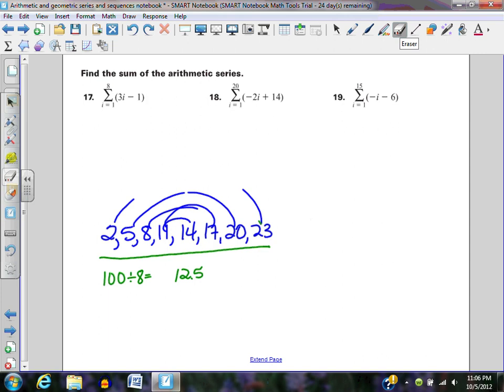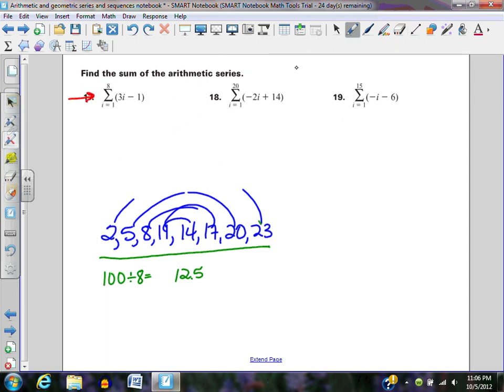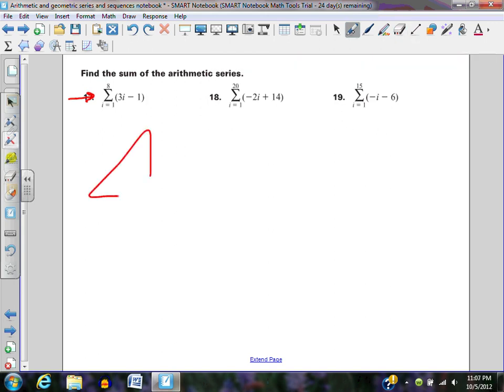Well, let me not erase this. I started to erase this, but I want to make a point. I just drew that expression. Let me emphasize what I'm talking about. I have big sigma, and the bottom number that you see is called the lower index, and that's why it says i equals 1, because it's an index.